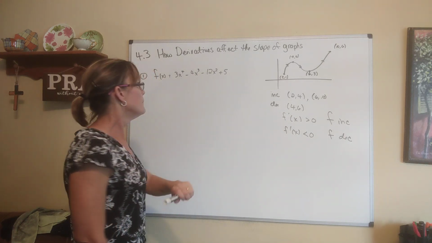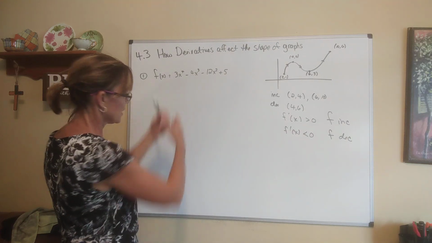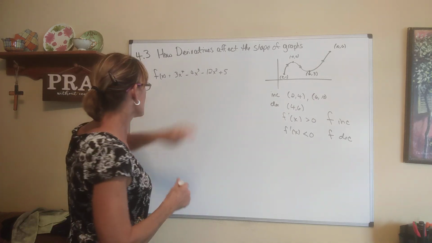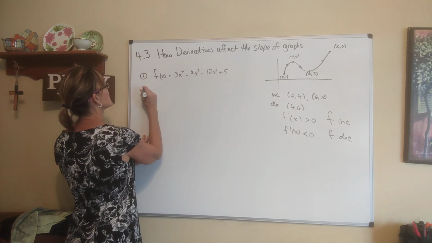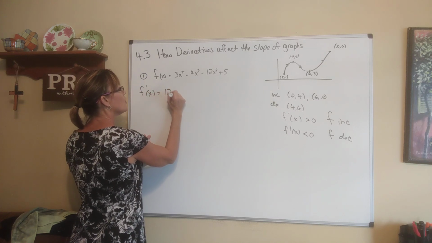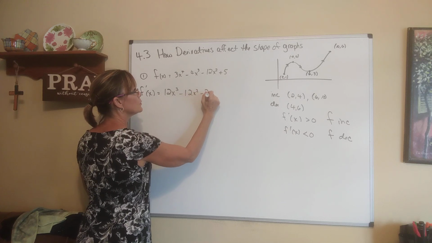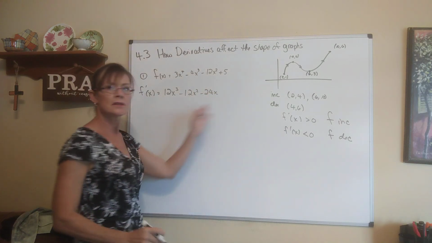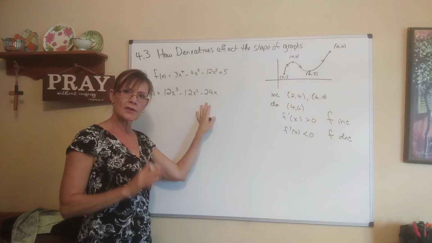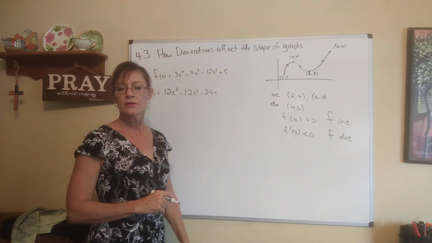So how would we find out where this is increasing or decreasing? We could take the derivative and ask where this derivative is positive or negative. So let's find the derivative. F prime of x is equal to 12x to the 3rd minus 12x squared minus 24x plus 0. This is the derivative. Now, if we can figure out where this is positive and negative, then we can tell where this function is increasing or decreasing.